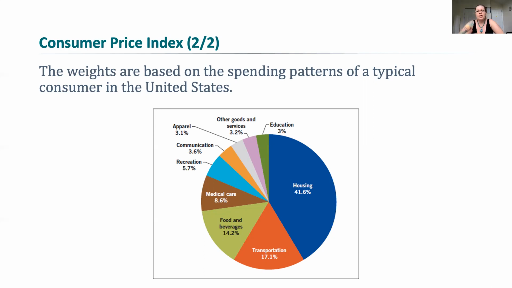So the weights that are assigned to each different category of expenditure are going to be based on a spending pattern that is pulled out of the data each month of a typical American. For example, these spending patterns would say that approximately 16 to 17% of our expenditure is on transportation and about 42% on housing. We can see that our highest expenditures are housing, transportation, food and beverages, and medical care.